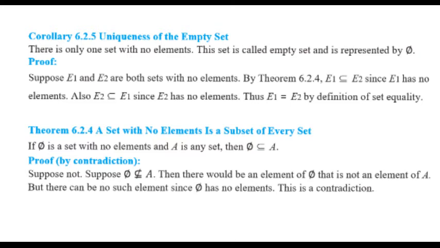Since E1 is a subset of E2 and E2 is a subset of E1, based on the definition of equality of sets, we can conclude that E1 is equal to E2. So basically E1 and E2 represent the same set. So we conclude that even if we have two sets with no elements, those two sets should be equal. So we have a unique empty set, which will be represented by this symbol right here.